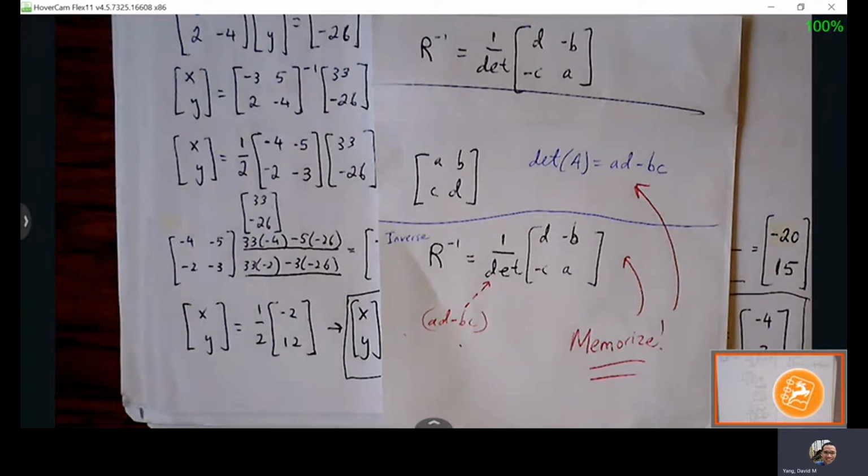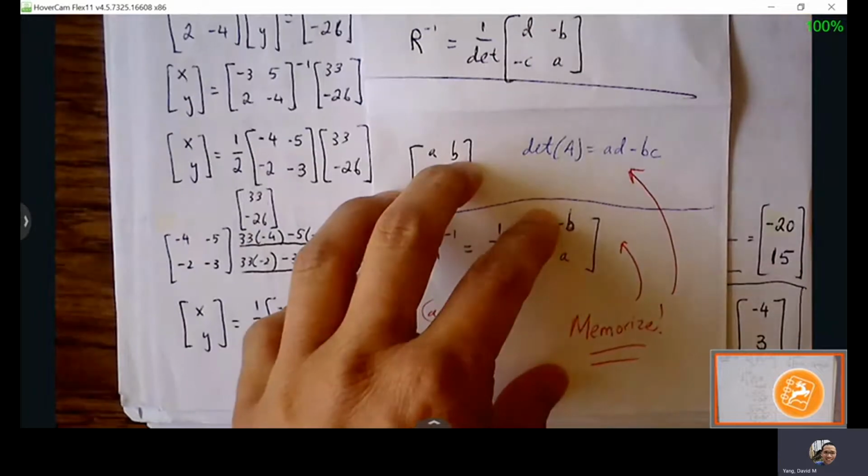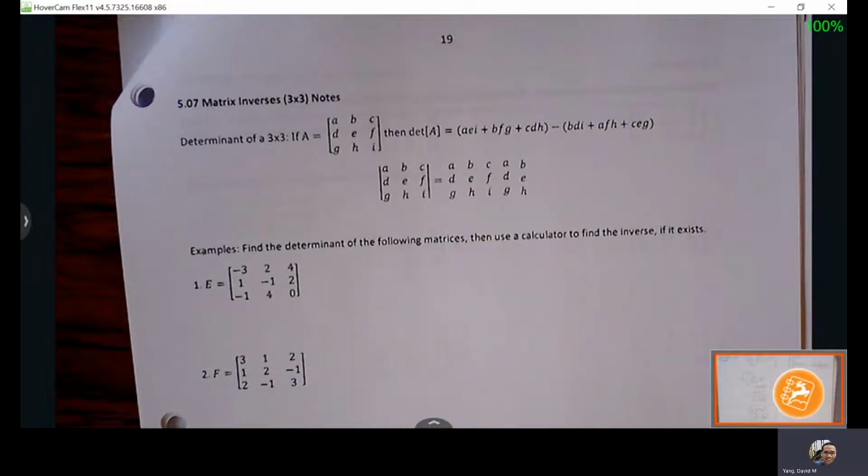So we're going to do a lot of calculator work today. Whether you have a graphing calculator or a 36 Pro or a scientific calculator, I'll show you the steps. So whichever calculator you have, you'll be comfortable pulling the information that you need to pull. Okay, so go to page 19. We'll learn how to do this by hand first, and then I'll show you the calculator step.